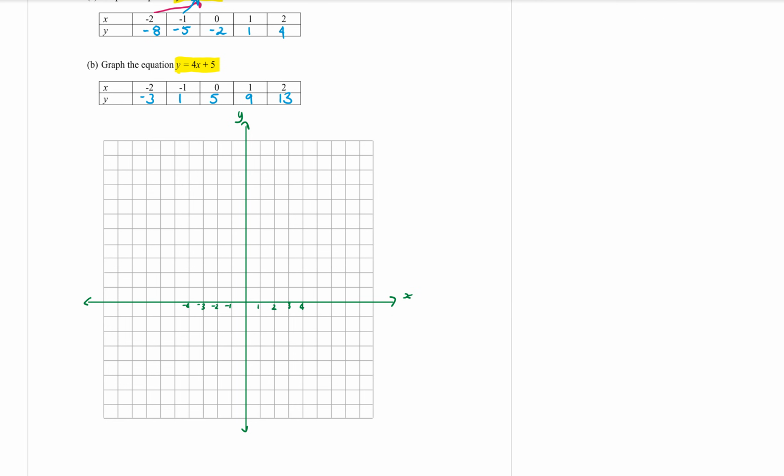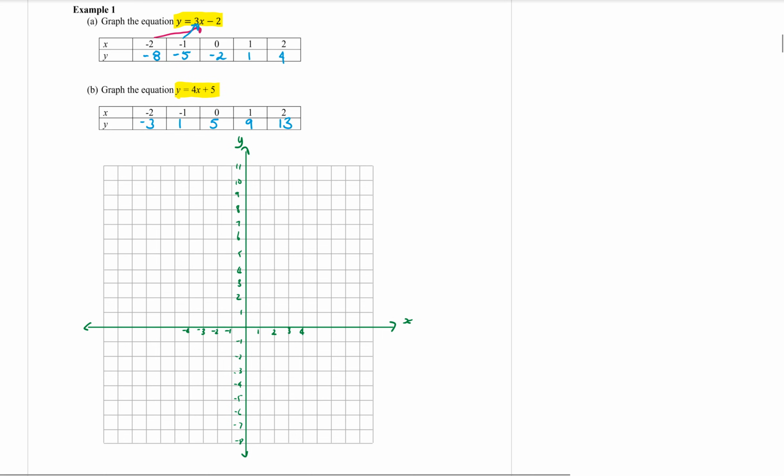But my y values, however, get quite large. So 1, 2, 3, 4, 5, 6, 7, 8, 9, 10, 11. Oh, I still didn't have enough room for that 13. Oh well. -1, -2, -3, -4, -5, -6, -7, and -8.